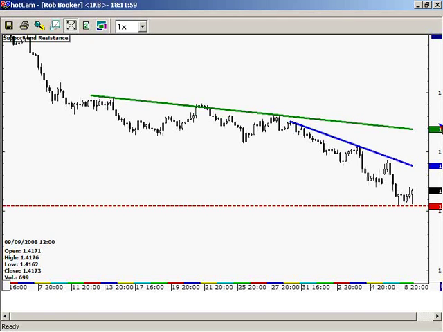Just writing that down. Let's take a look at another one. There's the Swiss dollar that I can look at.